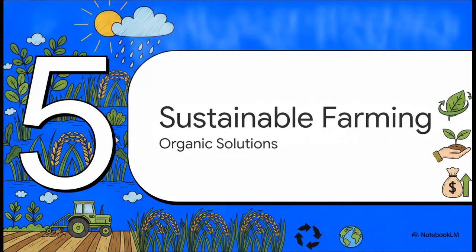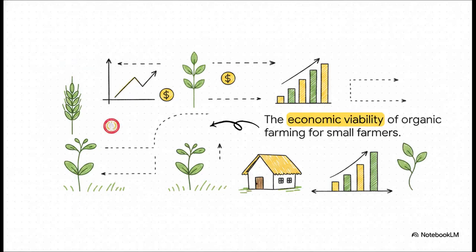And finally, Section 5, sustainable and organic farming. Now we have to look at the actual dirt itself. And this is fascinating. Research from the Infinite Journal really flips the script on organic farming. It frames it not just as some feel-good ecological choice, but as a highly viable, hard-nosed economic strategy for smallholders who don't have a lot of capital.